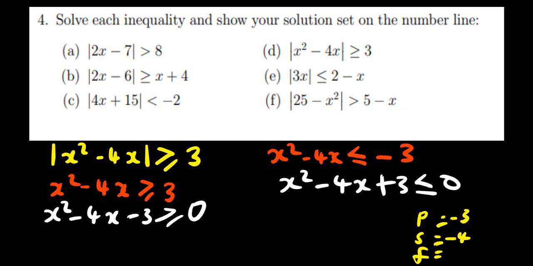Negative 3, if we say negative 3 and positive 1, is that possible? Okay, is that possible?